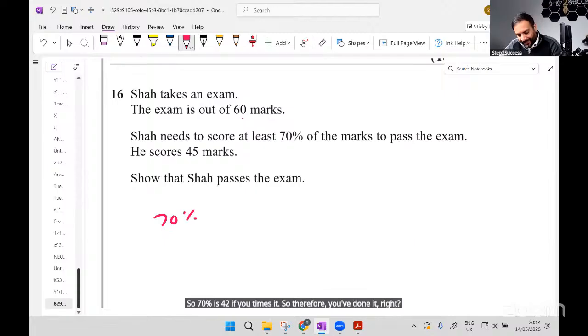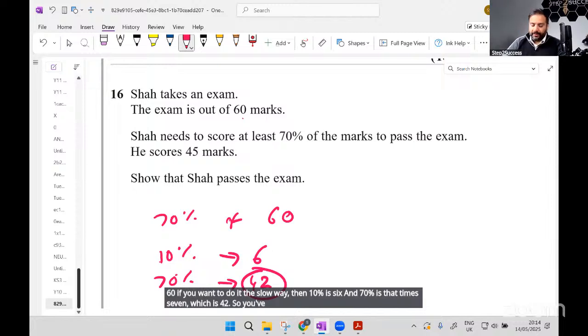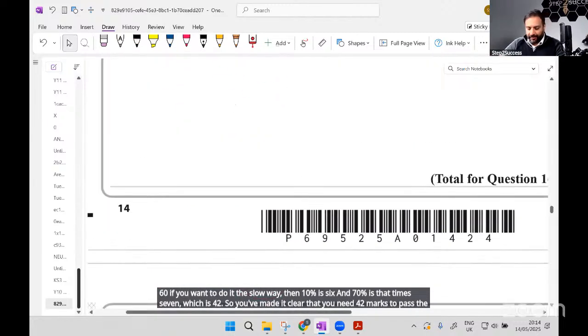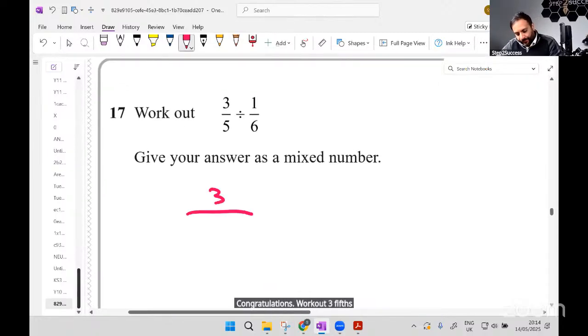But 70% of 60, if you want to do it the slow way, then 10% is 6 and 70% is that times 7, which is 42. So you've made it clear that you need 42 marks to pass the exam, and they got 45, so they passed it. Congratulations. Work out 3/5 divided by 1/6.